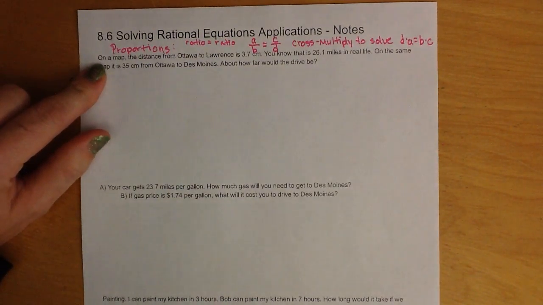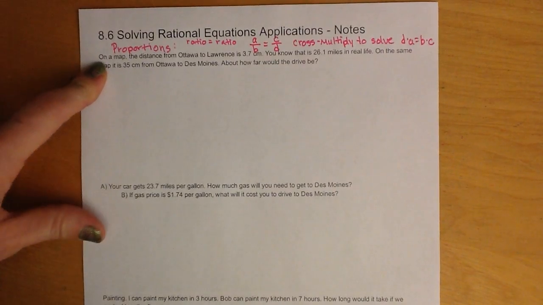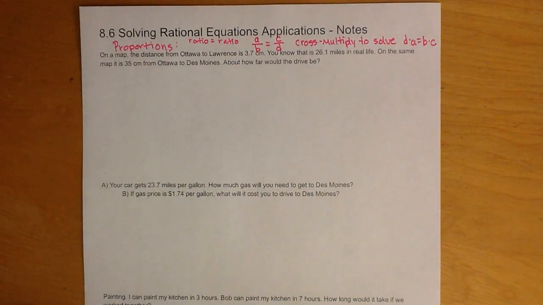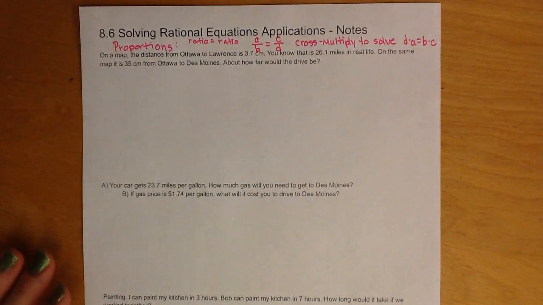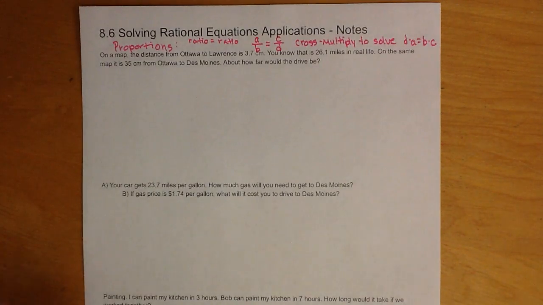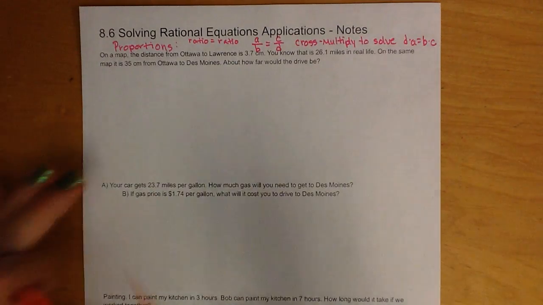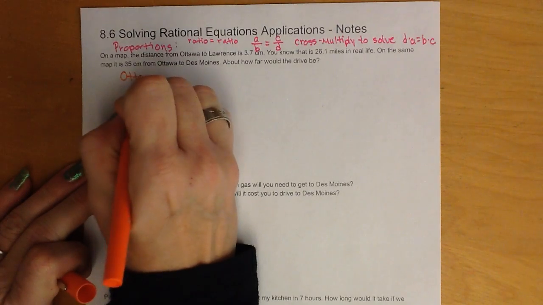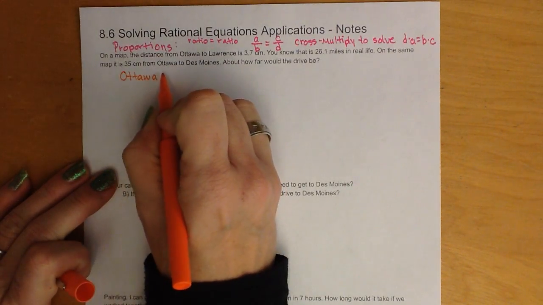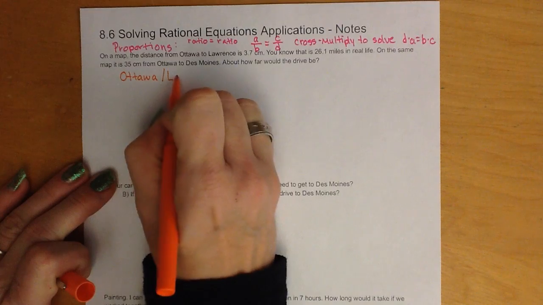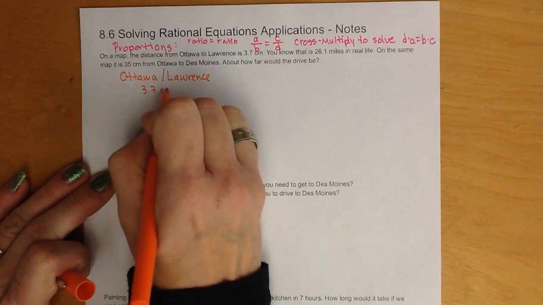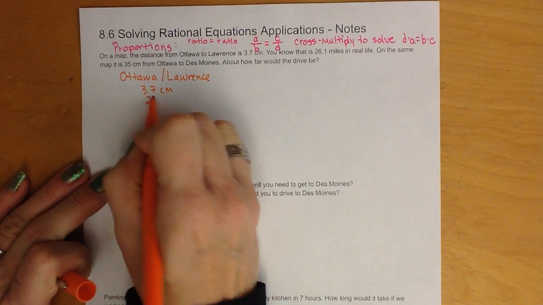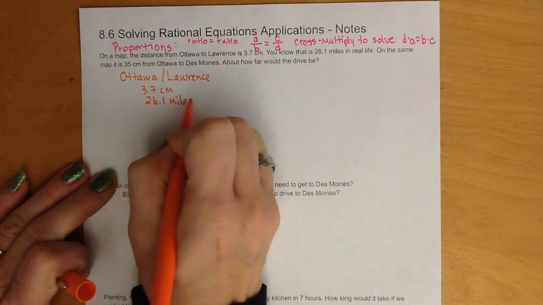On a map, the distance from Ottawa to Lawrence is 3.7 centimeters. You know that it is 26.1 miles in real life. On the same map, it is 35 centimeters from Ottawa to Des Moines. About how far would the drive be? So we've got Ottawa and Lawrence. It is 3.7 centimeters and 26.1 miles.